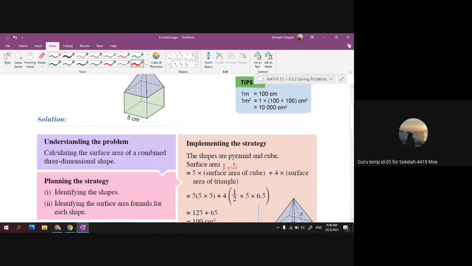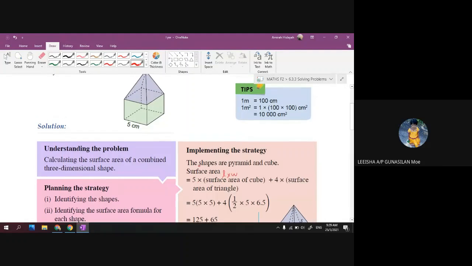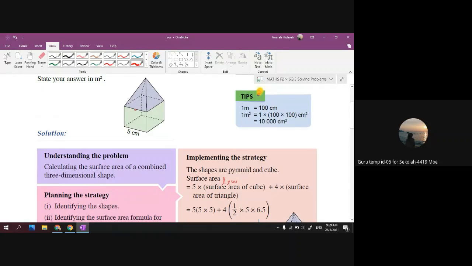But we know that for a cube, it has 6 squares, right? So why is it written 5 here instead of 6? Because one of it is covered by the pyramid. So untuk permukaan dalam objek ni, kita tak kira. We do not count it. So let's say you draw the net. Memang ada 6, but since this surface area, cube yang atas ni, kita tak kira sebab dia dalam objek ni. So that's why we only write 5 instead of 6. Remember, surface area yang inside kita tak kira. Kita kira yang luaran je. So that's why 5 times surface area of cube, length times width.